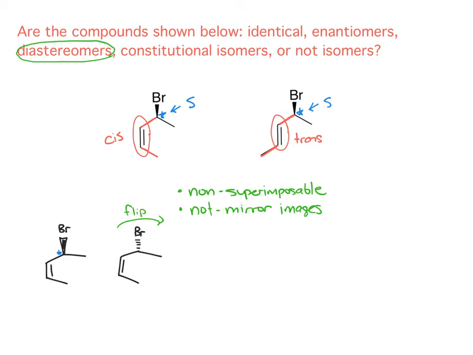If you have trouble seeing the mirror image, just flip this one on the right over 180 degrees. And of course, a 180 degree flip will put that bromine from back to out. And now, if you compare this one and this one, you should be able to see the mirror plane of symmetry between the two. So these two would represent enantiomers.